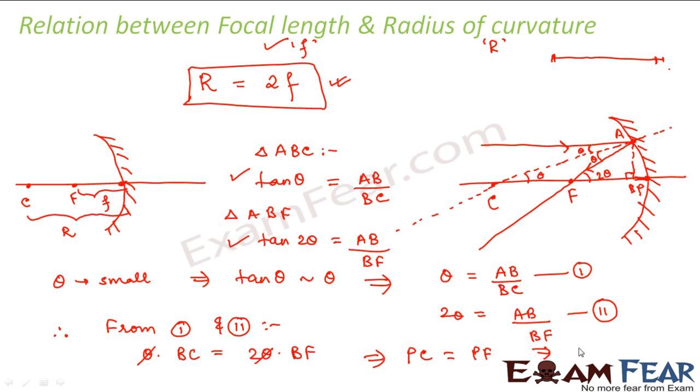Now what is PC? PC is nothing but the radius of curvature, that is the distance between the pole P and the center of curvature C. And what is PF? PF is nothing but the distance between the pole and the principal focus, that is the focal length. So therefore you can say R is equal to 2 into F. That is, the radius of curvature is twice the focal length of a spherical mirror. So this is how we proved it, and you have understood the relationship between focal length and radius of curvature. This relation holds true for a convex mirror as well. If you want, you can prove it in a similar way for a convex mirror also.